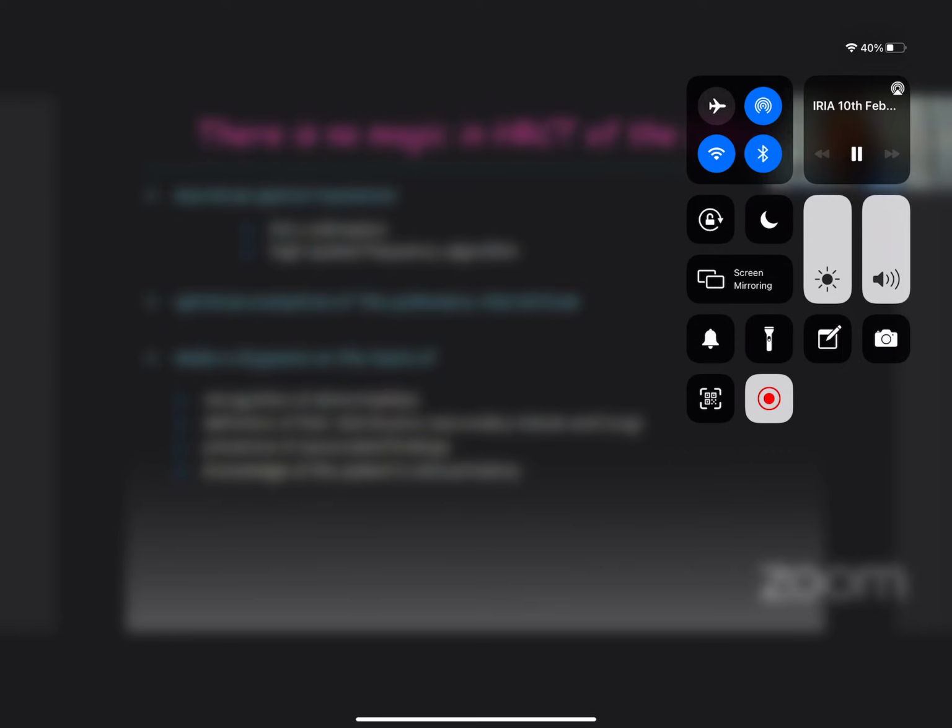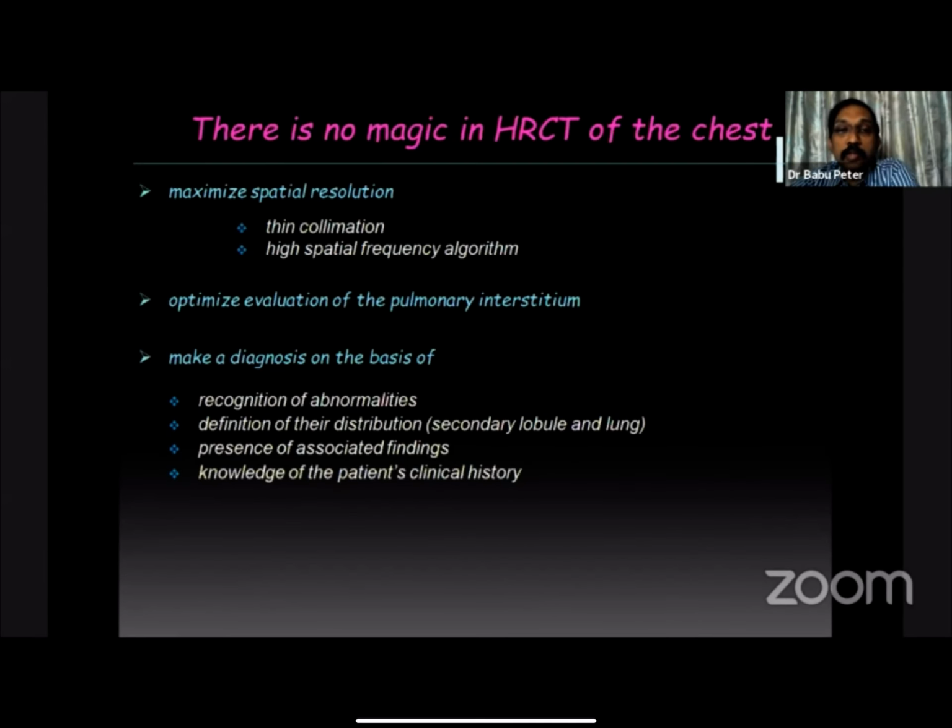Remember that there is HRCT, high resolution CT of the chest. There is no magic in it. There are three important things in the technique. One is the high spatial resolution. You should have a thin collimation and a high spatial frequency bone reconstruction algorithm. These are the three main features which are different from the routine CT.